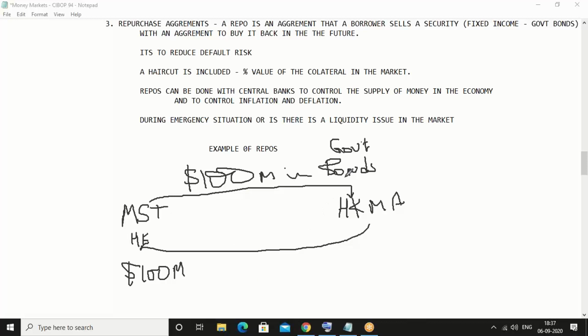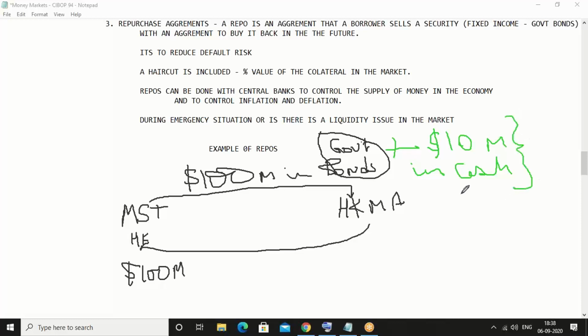Okay, so now the government bonds that I give you, will this change in value? What do you guys think? Why will it change? Because it's a security, right? And securities will keep changing in value. So what am I going to do, me as Morgan Stanley? Along with the government bonds, I will give you $10 million in cash. And this is known as a haircut.